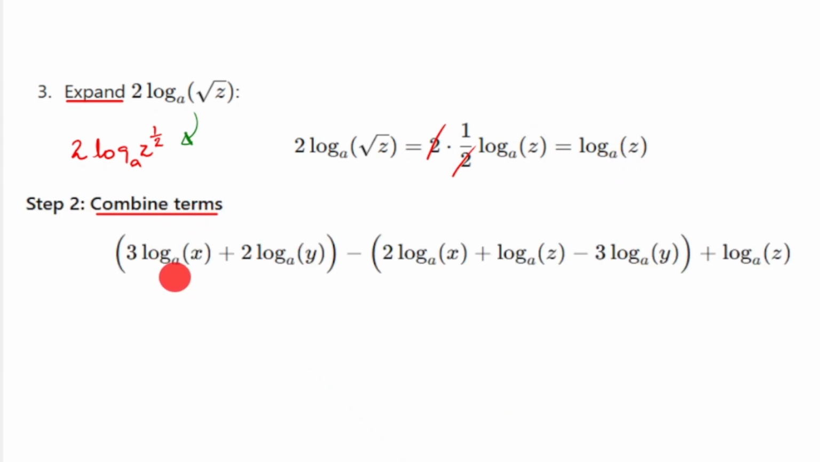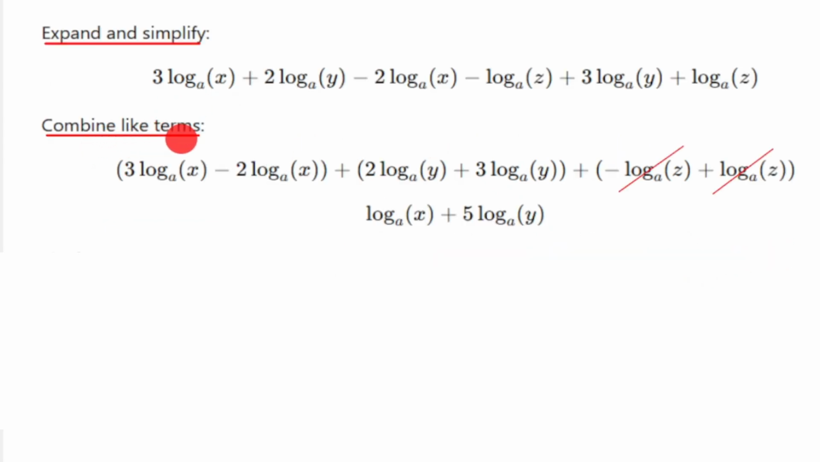Combining the terms, we get 3 times logarithm of x to the base a plus 2 times logarithm of y to the base a minus 2 times logarithm of x to the base a plus logarithm of z to the base a minus 3 times logarithm of y to the base a plus logarithm of z to the base a.